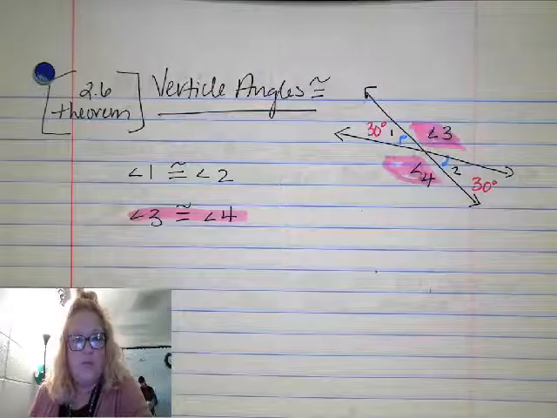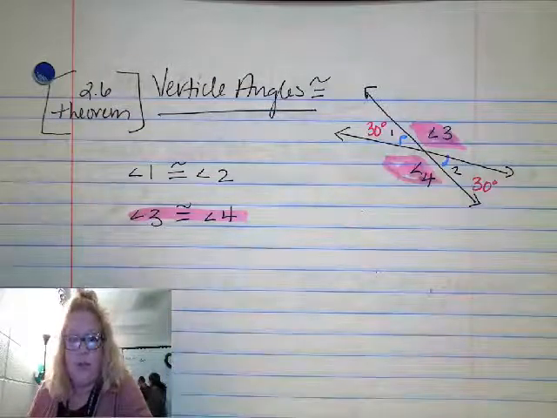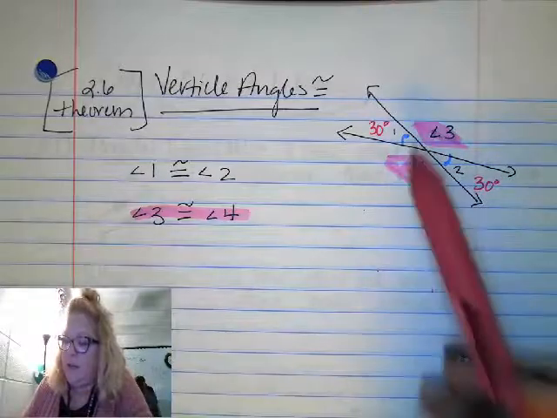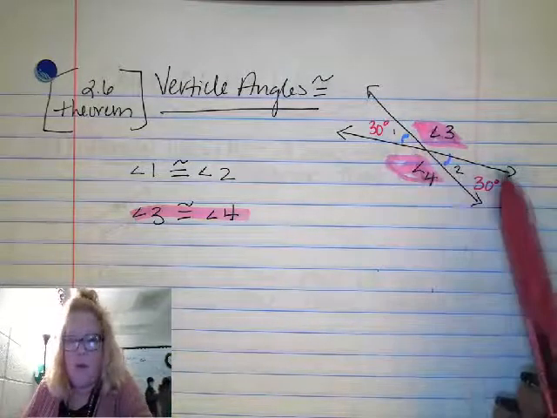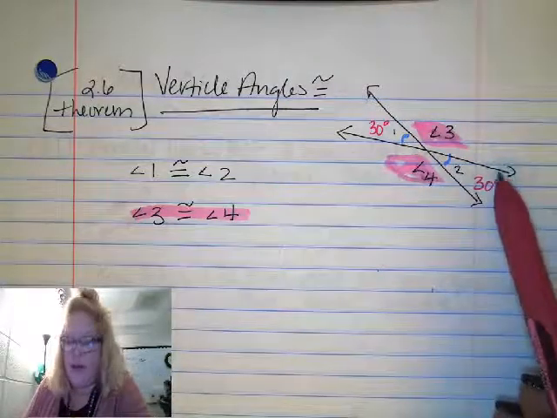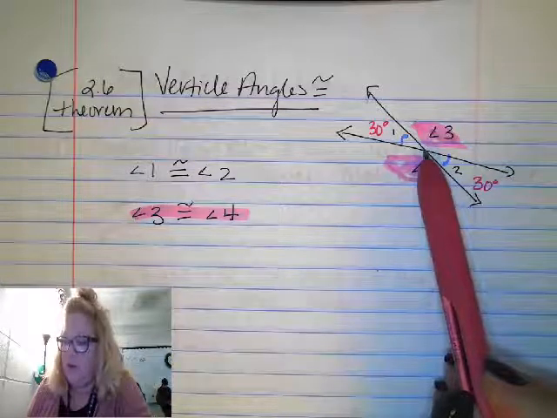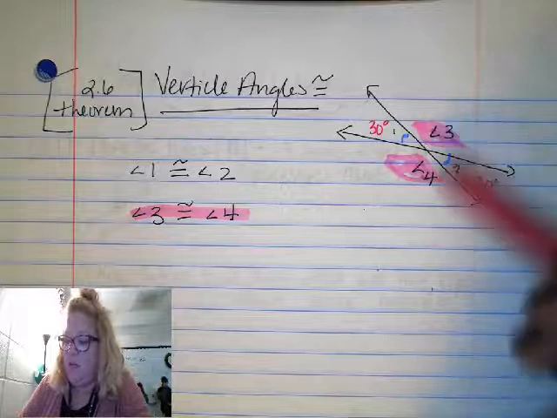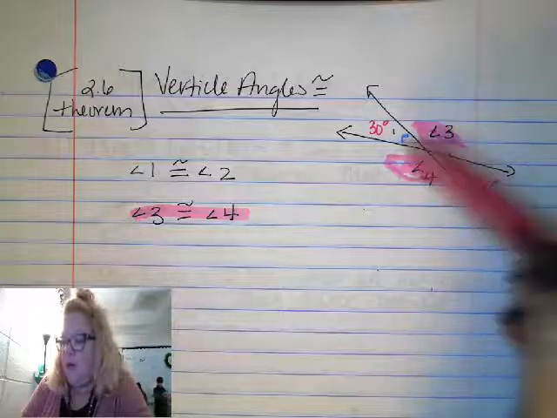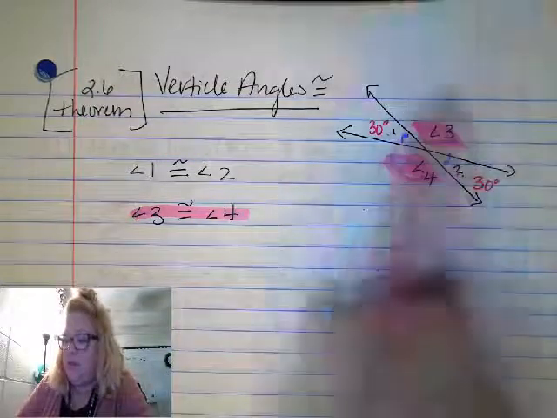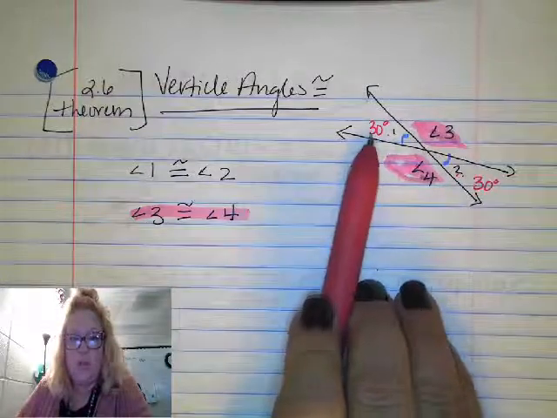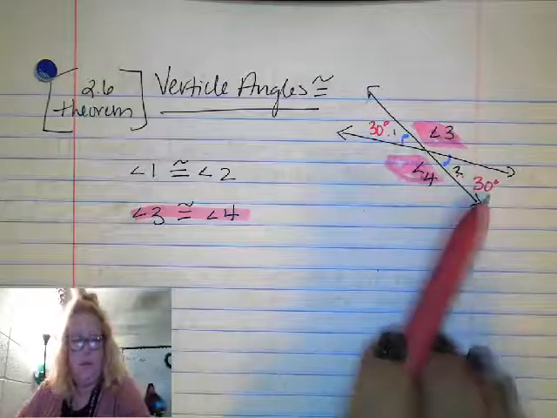And last but not least, the vertical angles, theorem 2.6, states that anytime the lines connect, they form these vertical angles. So here they're intersecting, so angle 3 and 4 would be the same, and angle 1 and 2 here would also be the same. I also put some degree measures. If this is 30, then that is 30.